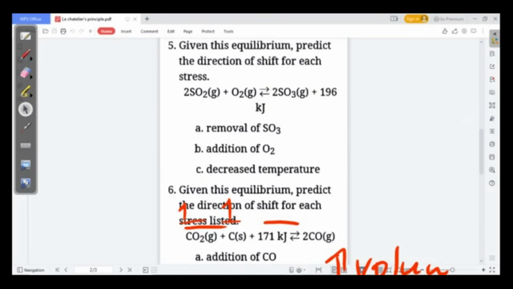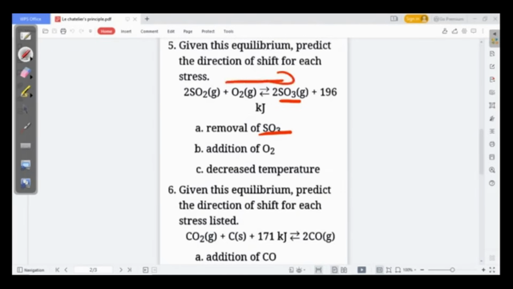So what is question 5 saying? Let me do this. Question 5 says, removal of this, which is the product. If we remove it, the reaction is supposed to reproduce it. So it's only going to be produced if we favor the forward reaction, because that is where it's the product. Addition of oxygen implies we're increasing the reactant, so it will still be the forward reaction, so that they can be reduced. Decreasing the temperature.